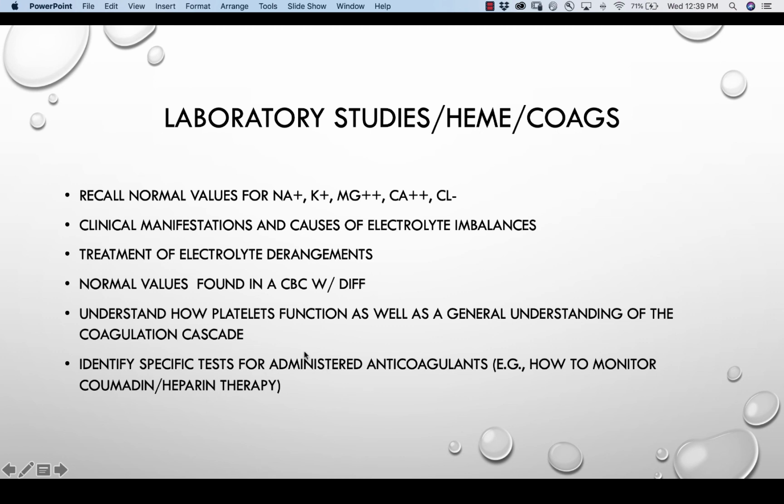So understand how platelets function, as well as a general understanding of the coagulation cascade. I'm uploading the lecture now that goes over that in significant depth as far as for this exam. We could go on for days about stuff like that. And then identify specific tests for administered anticoagulants. So how we monitor Coumadin therapy, so INR. How we monitor heparin, well, we can look at the APTT. We can also look at the anti-Xa. We can look at other parameters, but APTT or INR for these two right here. So just understand that, and this is a pretty specific breakdown.